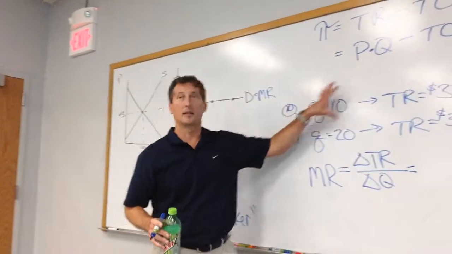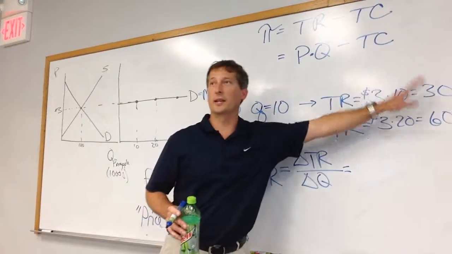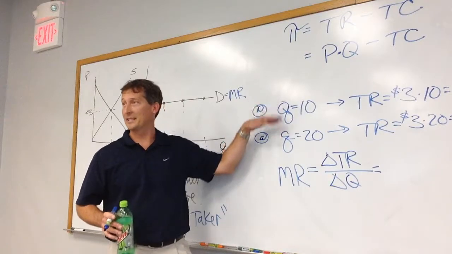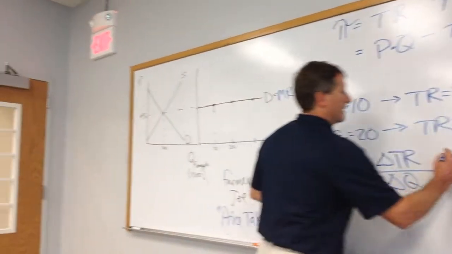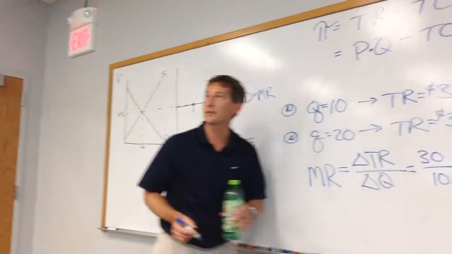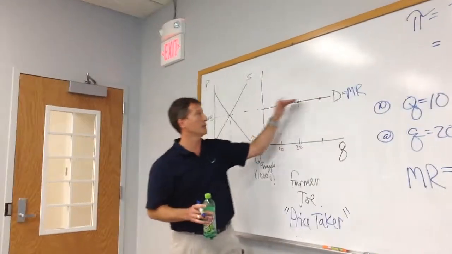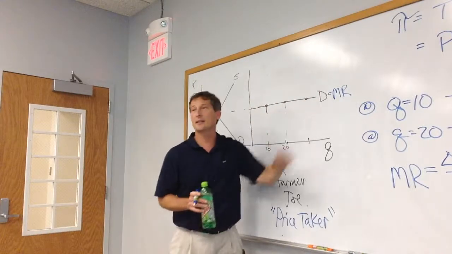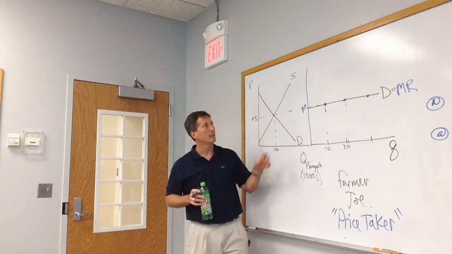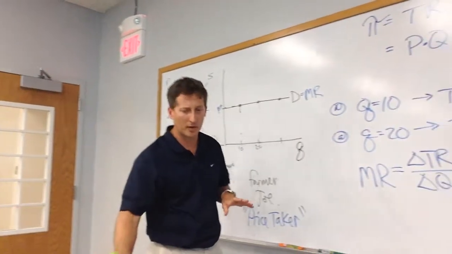What is it using these numbers? Change in total revenue is 30. Change in quantity is 10. 30 divided by 10 equals, you got it, $3. So no matter how we slice it up, the marginal revenue of each additional unit is fixed at the market price. All right, so that's important.